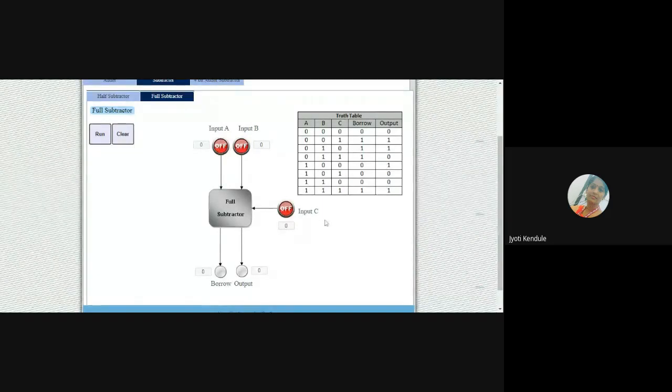Okay. Then the table is given over here, that we have already written in the notebook. Basically, input, borrow and output, meaning borrow and difference, we have already prepared. That only we are going to verify. All 0, first row, all will be 0.